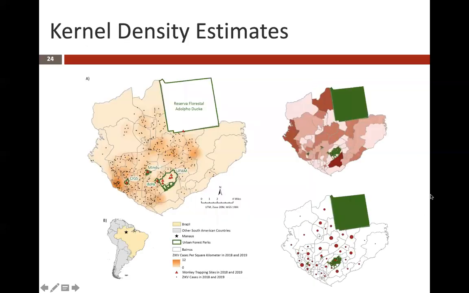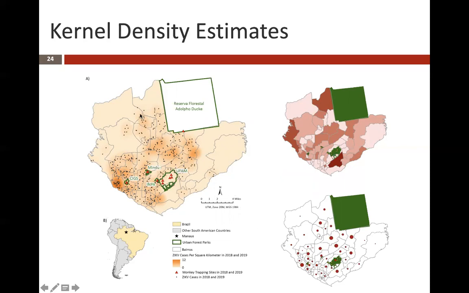And then, of course, there's a diversity of analyses we can do. I won't talk about all of them, in part in the interest of time. But one thing: this map here is based on some fairly recent data that we collected in Brazil on Zika cases. And we have some monkey trapping sites. You can see the monkey trapping sites are here, and they are oftentimes in areas where the Zika case abundance is pretty high.